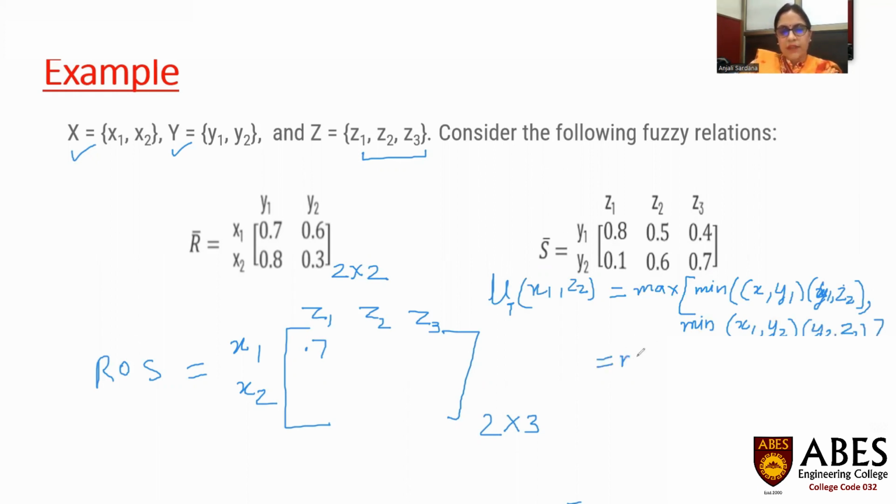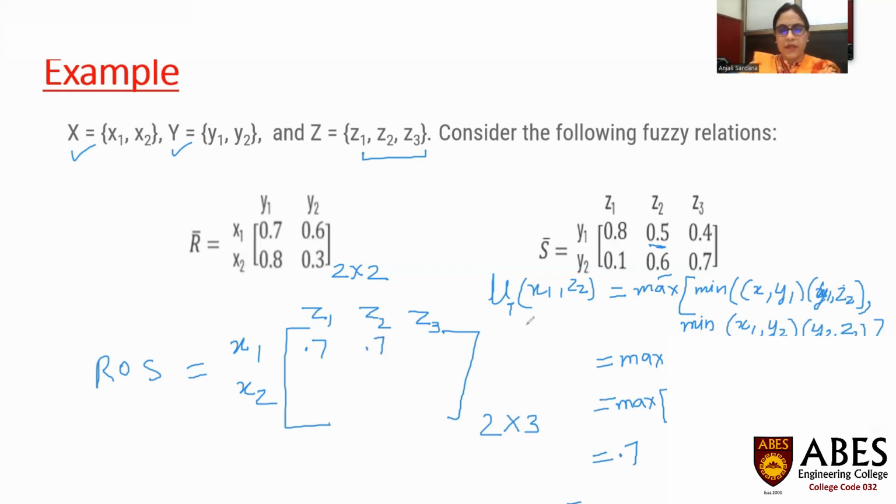Now if I compare the value, it will be maximum of minimum of, from x1 to y1 we have value 0.7. From y1 to z2, this value will be 0.5. I'll be writing here 0.5. Then I'll be taking the minimum of the next combination, x1 to y2. It is 0.6. And from y2 to z2, it is 0.6. The calculations will be done this way. Minimum of these two values will be 0.7. The next minimum value will be 0.6. And the maximum value will be 0.7. So the outcome will be 0.7 here.